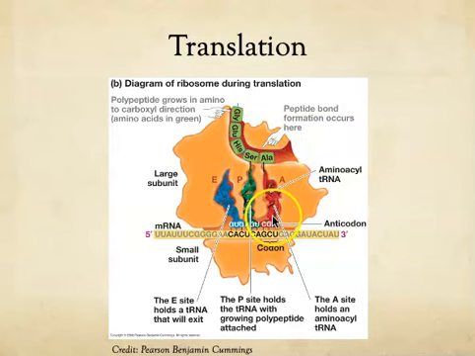So the tRNA molecule is really the middleman of translation. The tRNA is doing the job of matching up the information or the code in the codon with the correct amino acid for that particular code.